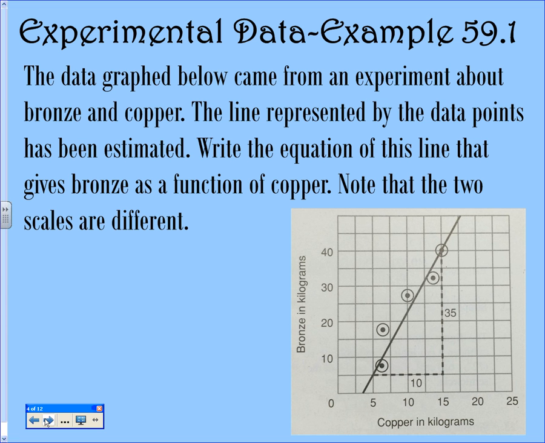Because that's what we're going to do. We're going to write an equation that gives bronze as a function of copper. And then it also tells you that the two scales are different. You don't have to write that sentence.